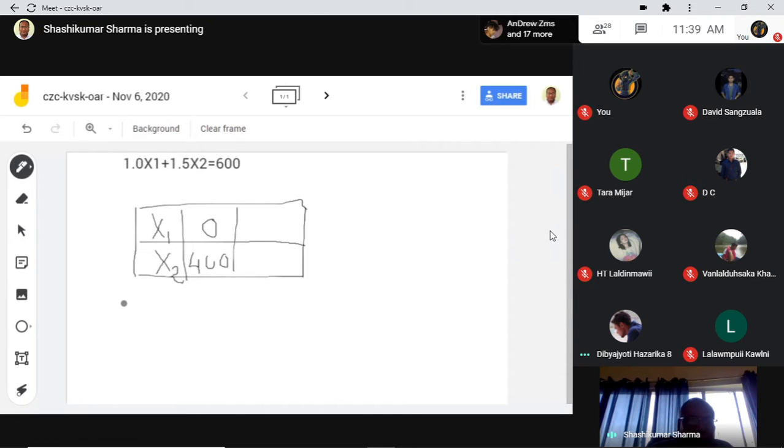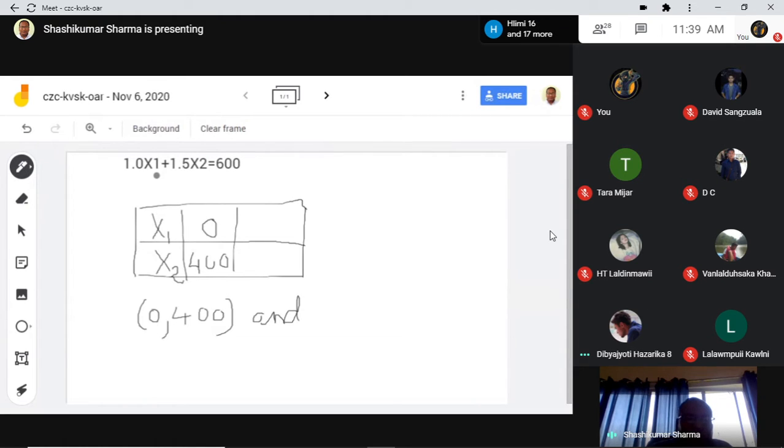So you have one coordinate as 0, which is x1, comma, 400. So you get the first coordinate out here. Now I'm going to close this, and the second coordinate we're going to find out.